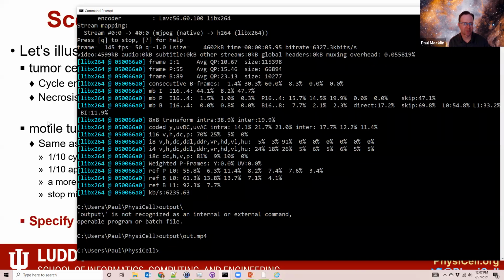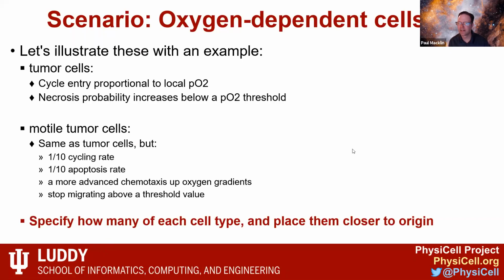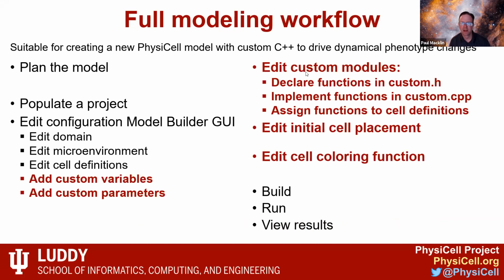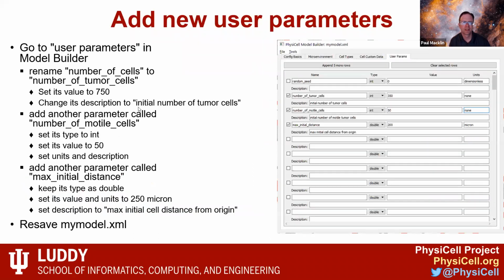Let's get back to our example. What we're going to do now is an answer to one of the questions we had in the session yesterday: is there some way to tell how many of each cell type there should be and where to place them? So we're going to modify our cell placement function. The workflow is basically the same as before. We're going to edit this initial cell placement, and we're going to add some new user parameters.